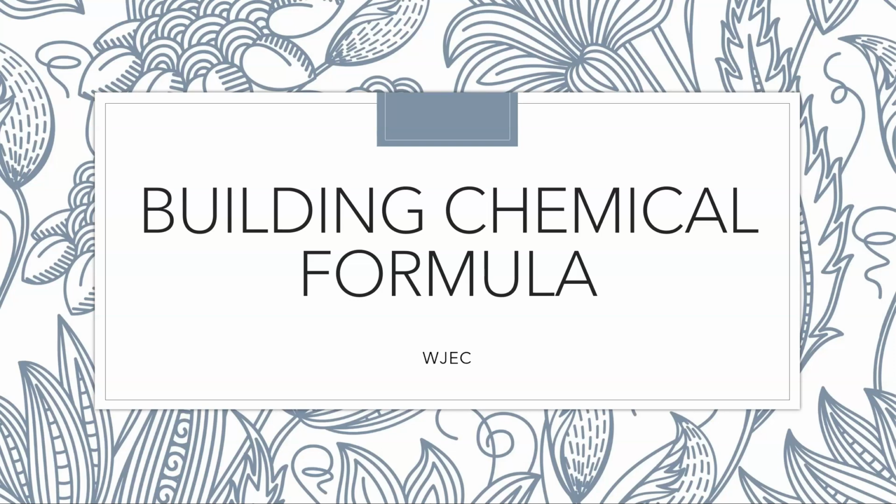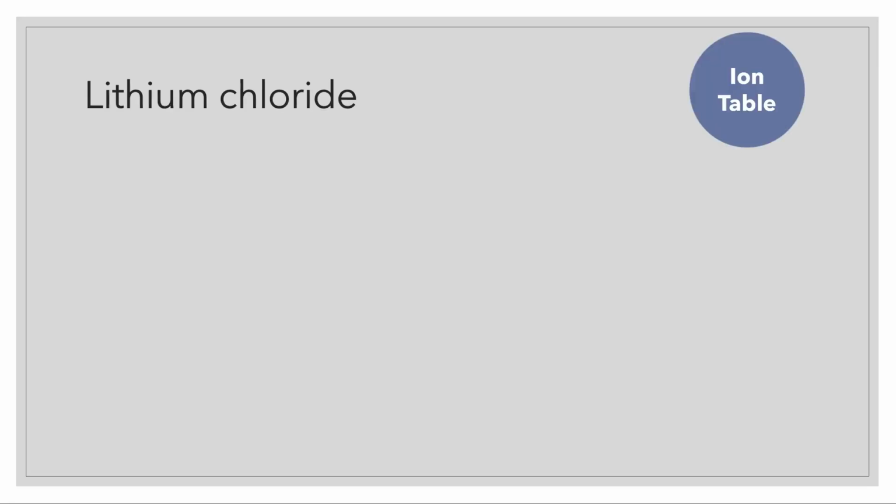So in this session, we're going to carry on looking at building chemical formula. Before we start, please make sure that you have your ion table whenever you're trying to build chemical formula. It is impossible, unless you remember the ions off by heart, to actually build chemical formula without the ion table. So please get used to using it, have it on hand whenever you're building chemical formula, and in the exam it will be at the back of any exams.